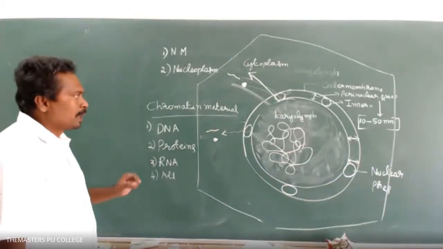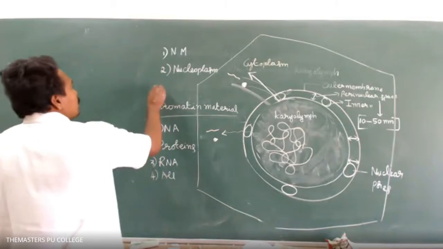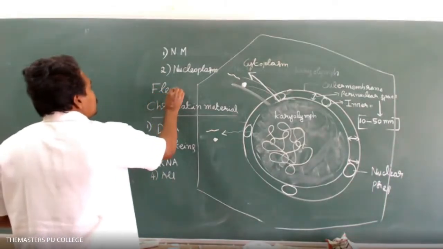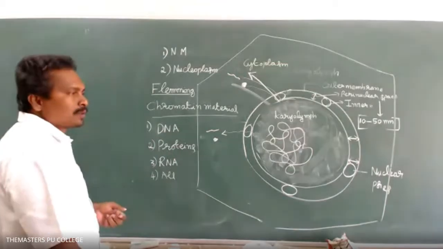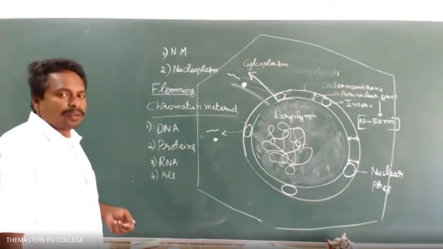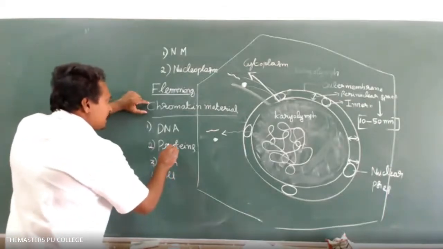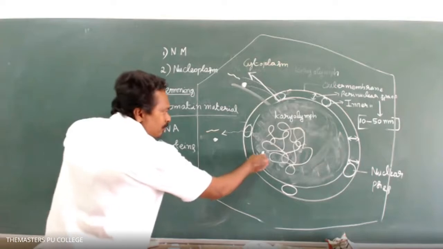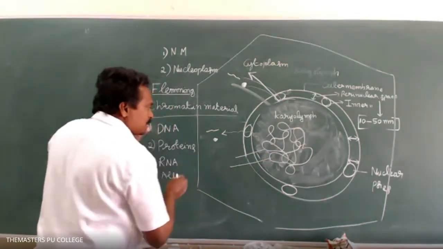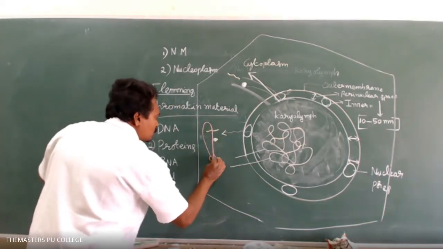The term chromatin material was coined by Fleming. Who discovered the nucleus? Robert Brown. Living cell was discovered by Leeuwenhoek. The chromatin material is involved in the formation of rod or ribbon-shaped structures during cell division. These structures are called chromosomes.